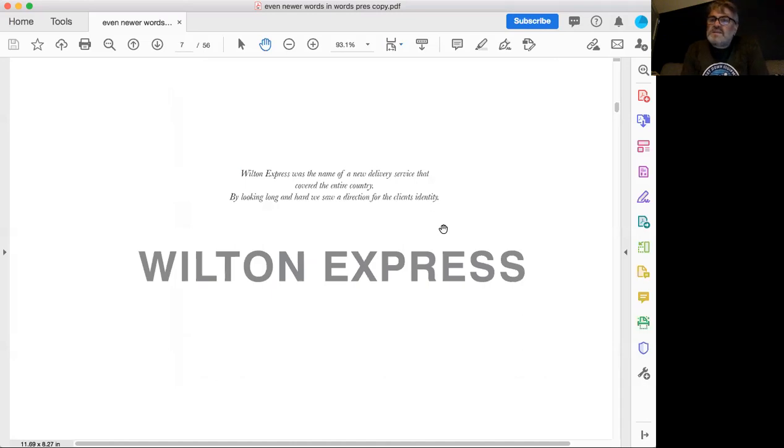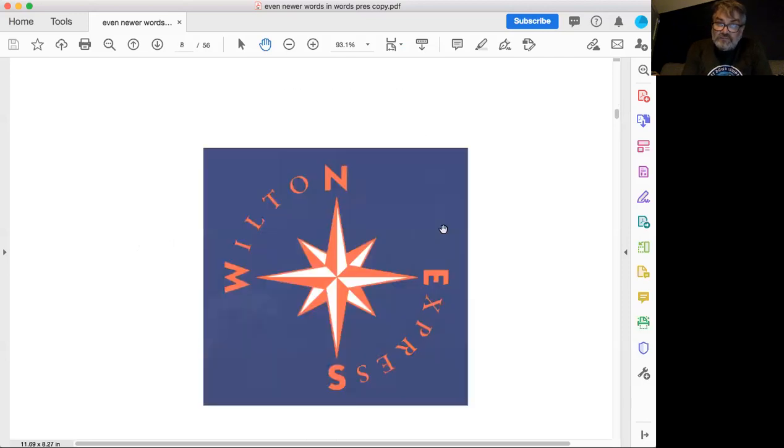Well, this one's by The Chase. I think this was done in the late 80s. This is a great example, I think, of looking at something. Wilton Express was the name of a new delivery service that covered the entire country. By looking long and hard, the designer on this found the solution within the words. And I always think it's a really good thing, personally, when you have an identity or a word mark, to just simply look at the word in setting capitals or upper and lowercase, maybe in sans serif or different faces, and just really look at it. But the solution here is really lovely.